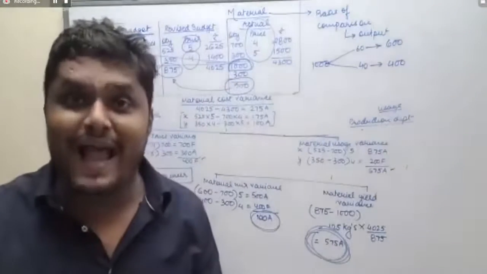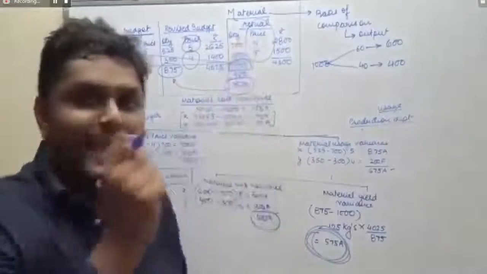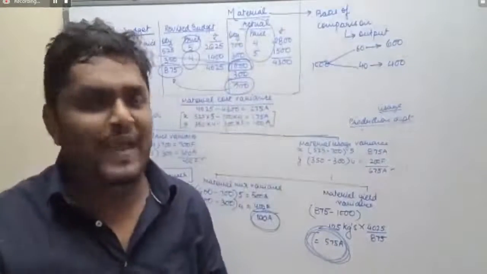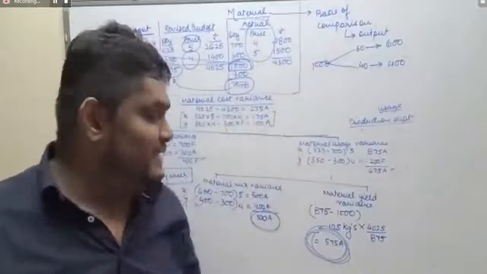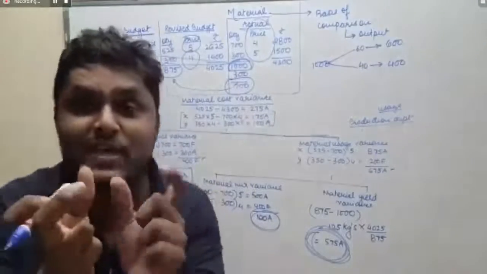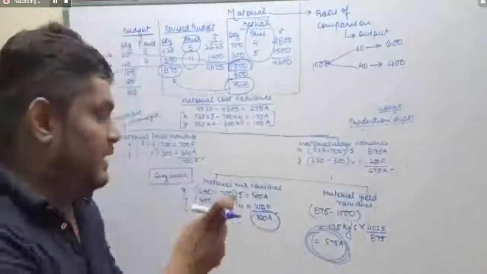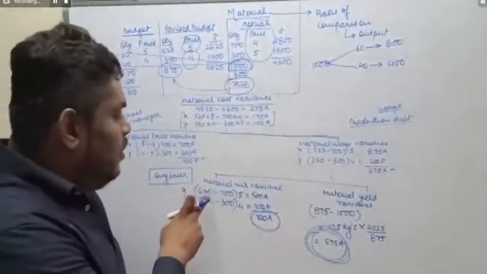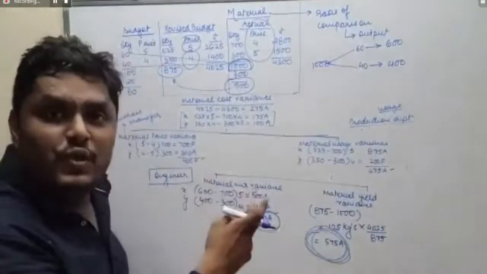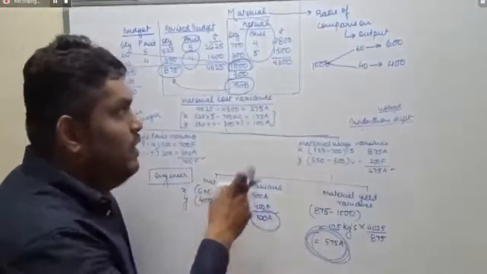Now, what is the actual mix? We actually use 700 kgs of X and 300 kgs of Y. So the deviation due to change in mix is how much? Instead of 600, we actually use 700, into the standard price.